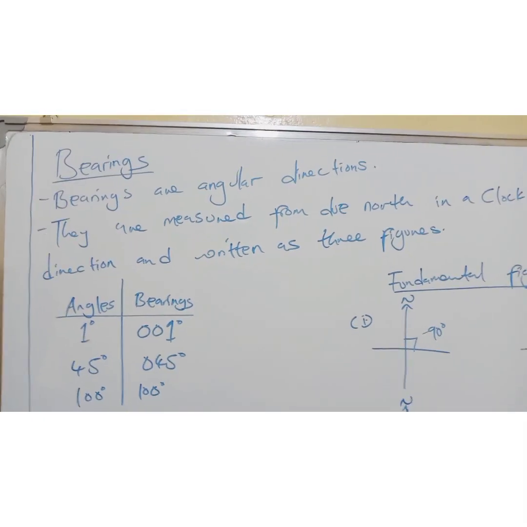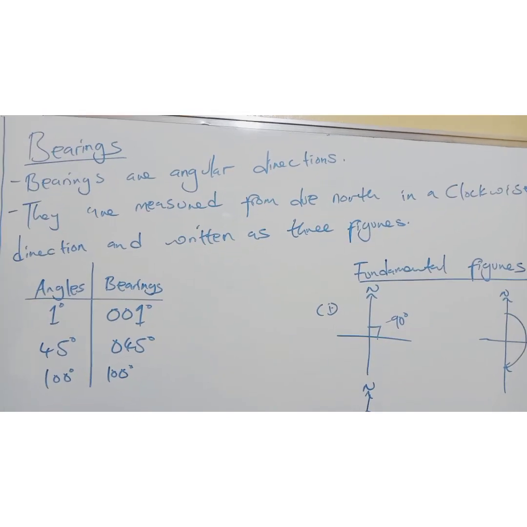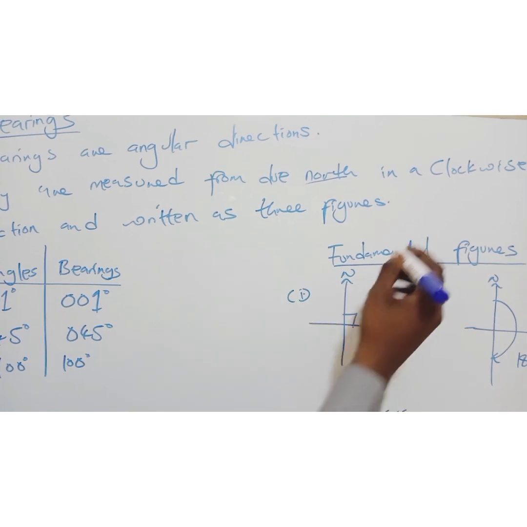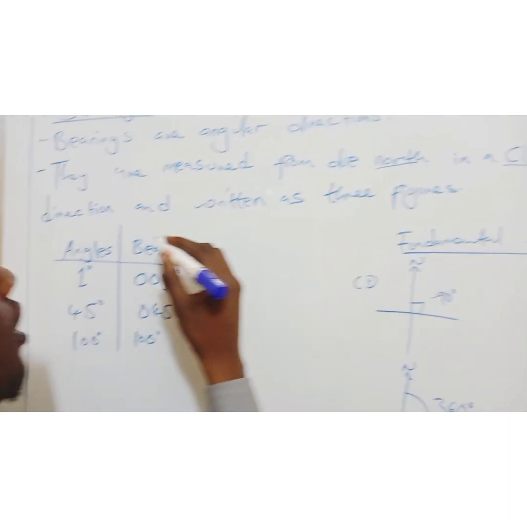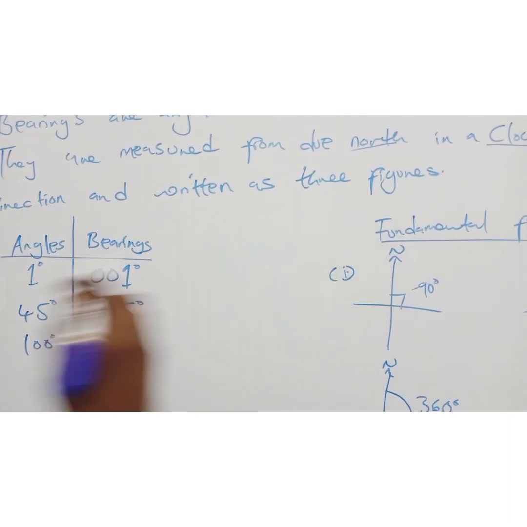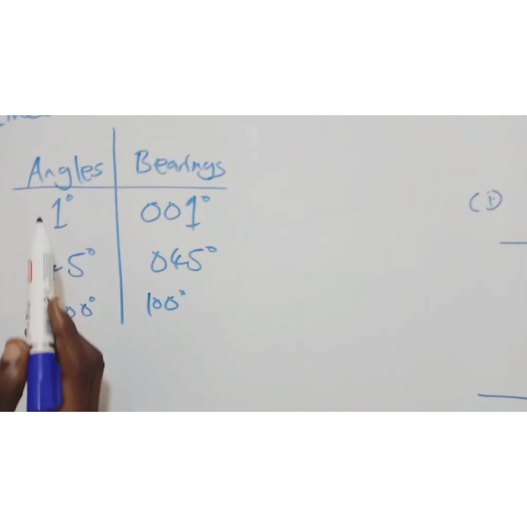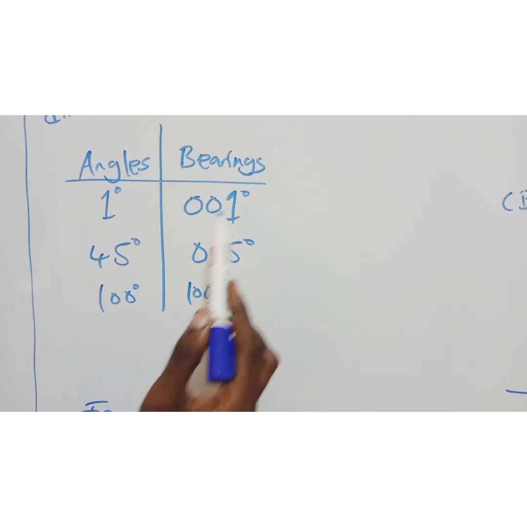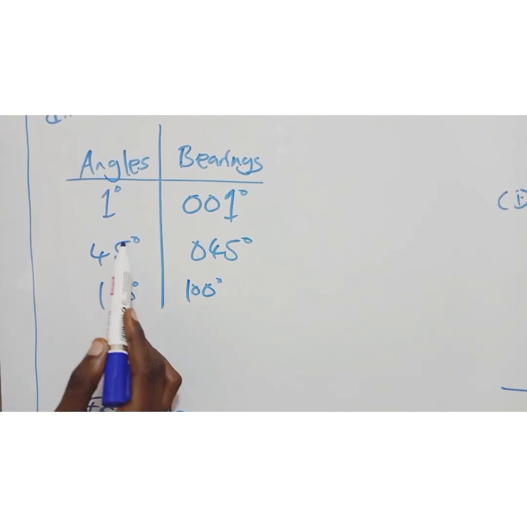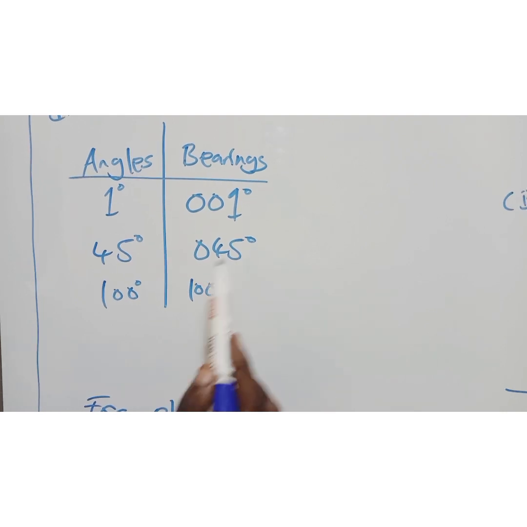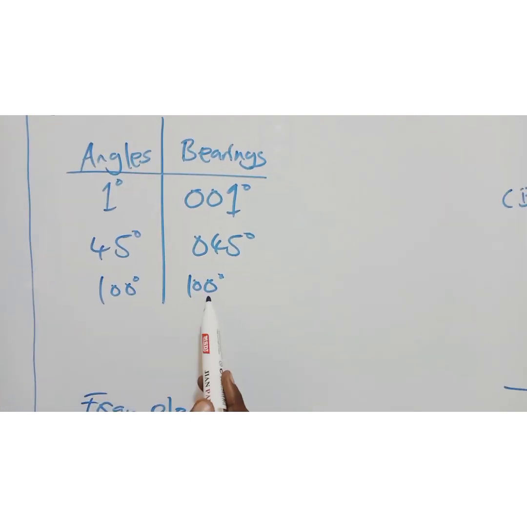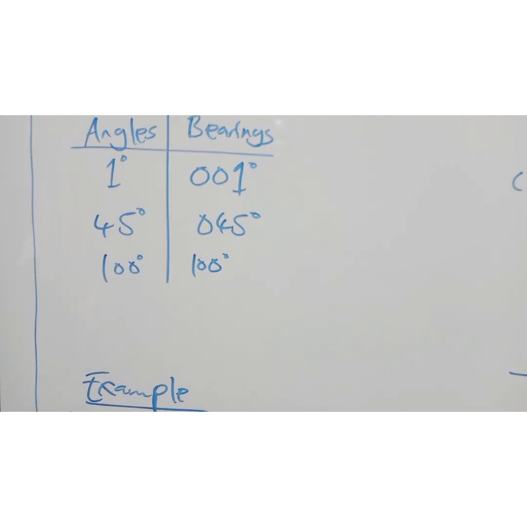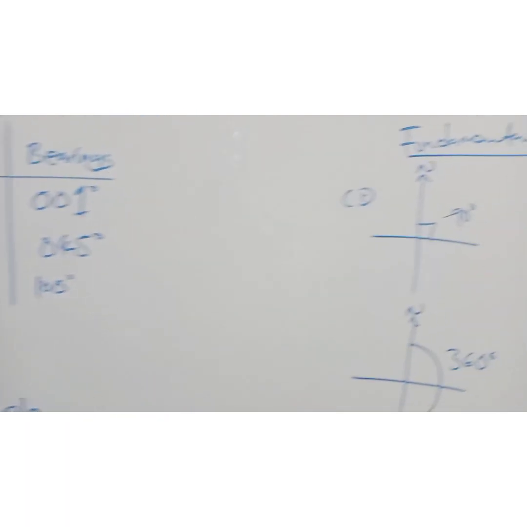What are bearings? Bearings are angular directions, and they are measured from due north, that's a key, in a clockwise direction, and are written as three figures. So check this. If an angle is 1 degree, the bearing will be 001. If an angle is 45 degrees, the bearing will be 045. If the angle is 100, the bearing will be 100 because they are already 3. You can't put 0, 100. That's crazy.